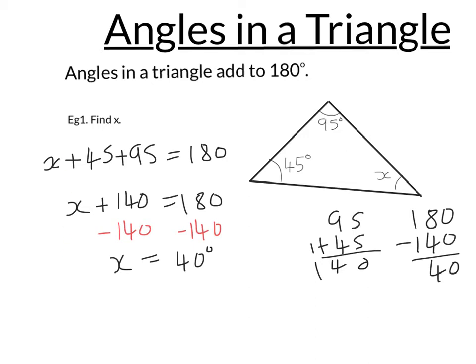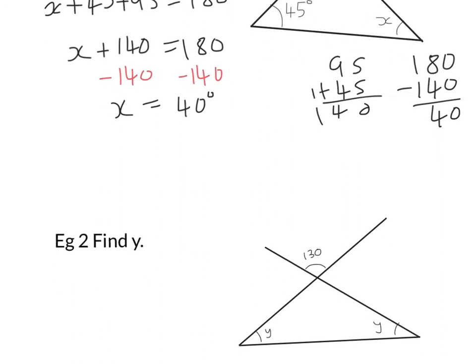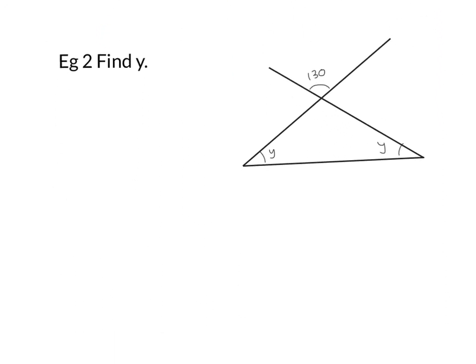Let's do one more example for our notes. We have to find y in this example. We've got a triangle here, and we can see two angles in the triangle are y. What's the third angle? Well, if you can remember from a previous chapter, if you've got two lines that intersect, the vertically opposite angles are equal. So we could mark in this angle here to be 130 because it's opposite the other 130. And then we need to find out y.